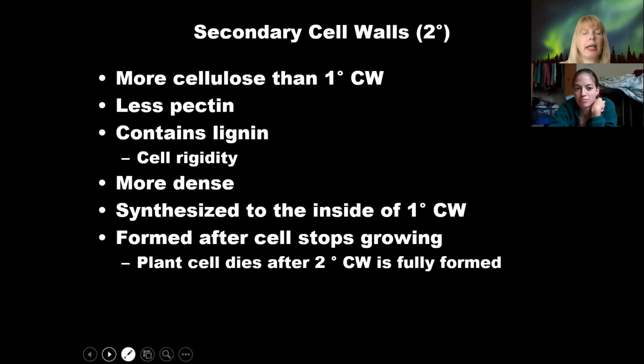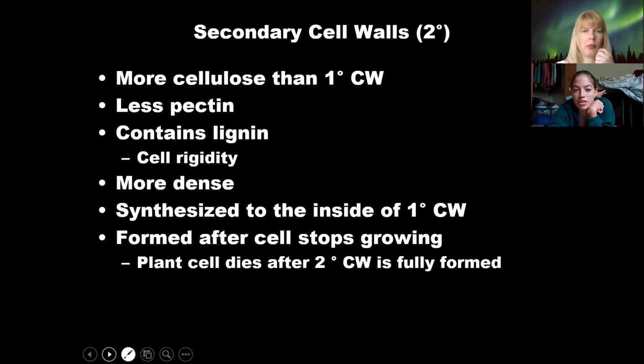All right, so the cell dies after the secondary cell wall is fully formed. But it's for a reason. It's not just dying because it's sick or something like that. It's for a specific reason that it's doing that. And I'll get into that. I'll point out what parts of the plant body have these dead cells, but it's a good thing. It's supposed to be that way in order to help the plant be optimally designed for its habitat.